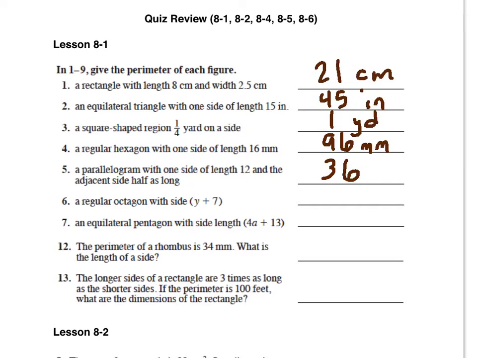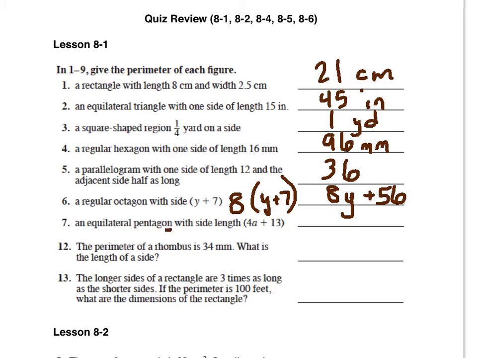A regular octagon with side y plus 7. That means I have 8 sides, each y plus 7. You distribute, and you get 8y plus 56 as your answer there. Number 7 works the same way.